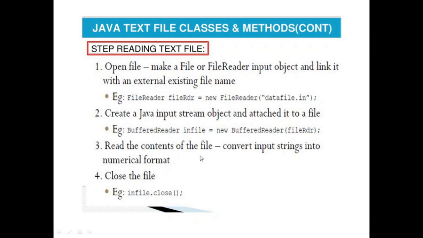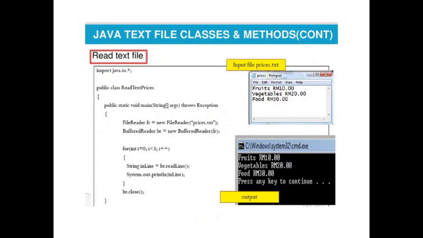An easy example is that you can display the data on the display, and after that you can close the file. Now, how to read a file? This is a program that shows how we can read a file. First of all, you should have FileReader fr is equal to new FileReader("prices.txt"), then BufferedReader br, and in the constructor of BufferedReader we will pass fr, the object of the FileReader.